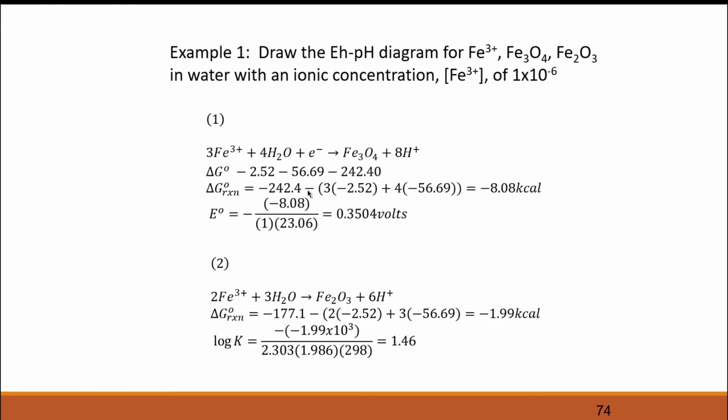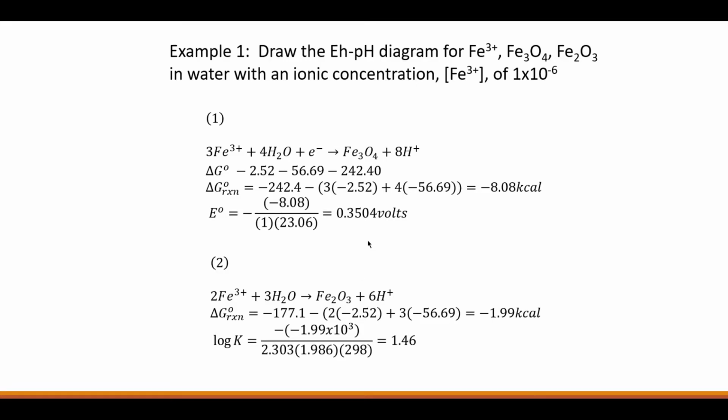Okay, so if we did the math, we should get delta G of reaction is just equal to negative 242.4 minus 3 times negative 2.52 because there are 3 moles of Fe, and we have 4 times negative 56.69, which is your H2O, because there are 4 moles of H2O. And it should give you negative 8.08 kilocal. So now that we have your delta G, which is equal to negative 8.08 kilocal, we need to convert this into your electrochemical potential or your cell potential, no?